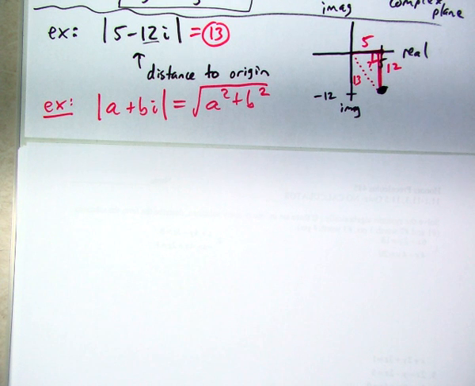Jim has a question. Are we always going to define it as distance to the origin? Yes. That's the definition of absolute value. With just one normal number, it's distance to 0 on a number line. When you have a complex number with two terms, instead of 0, you think of 0 as the origin. So it's the same idea.